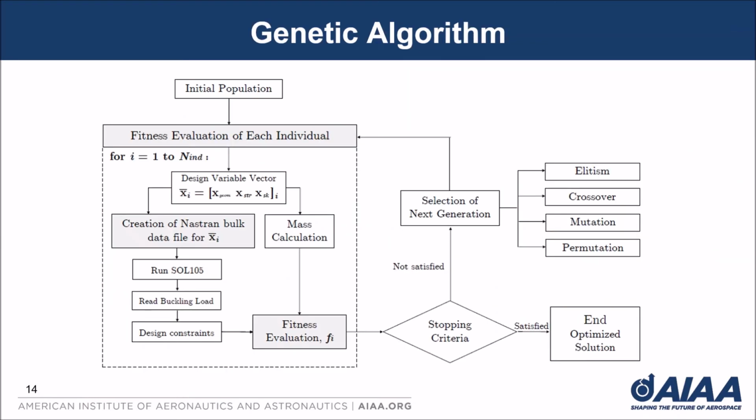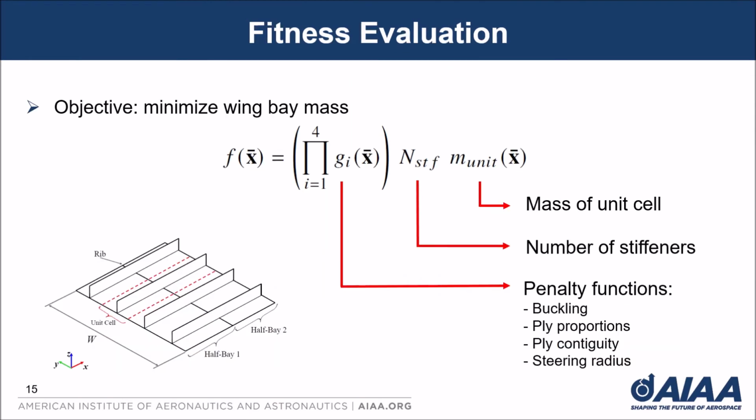Here's the complete structure of the genetic algorithm developed in this work, considering classic genetic operators. So far, we covered how the Nastran bulk data files are assembled. Next, we'll go through the fitness evaluation and a brief explanation of the design constraints. The optimization consists of minimizing the mass of a single wing bay.